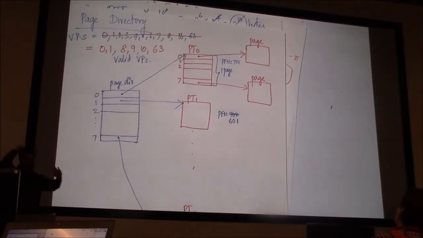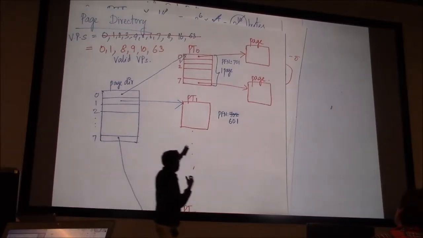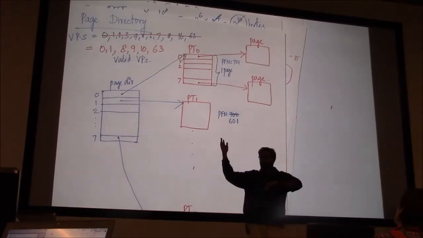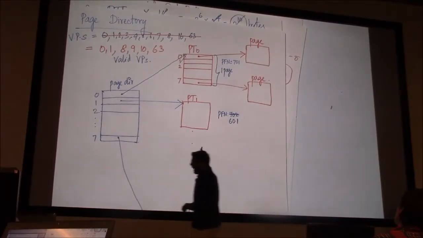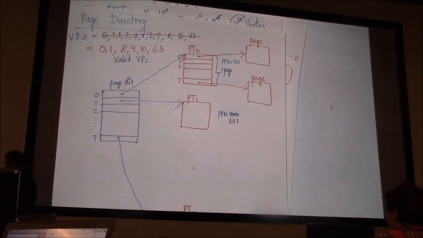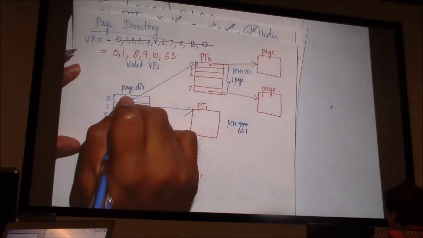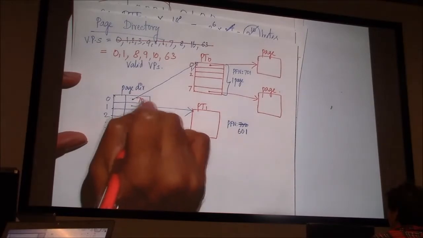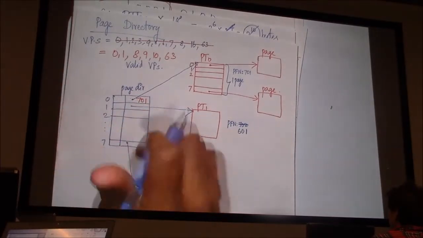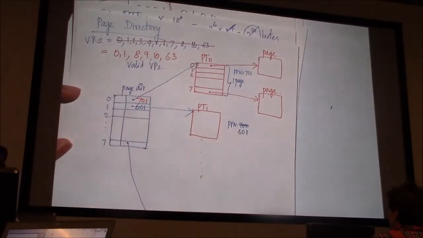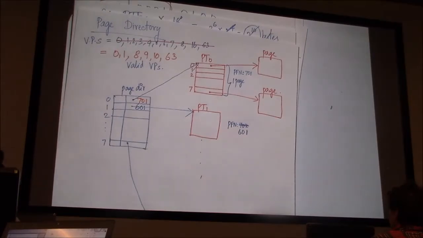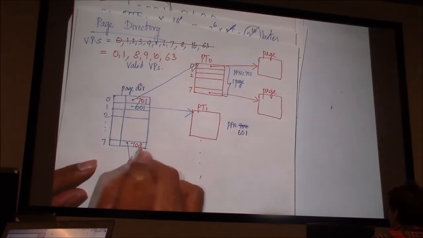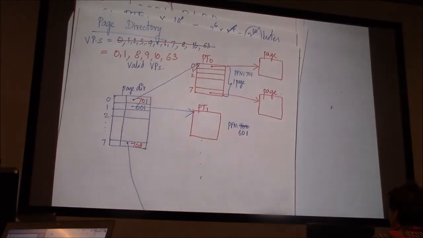So the actual page tables, parts of the page tables, are stored scattered in the physical memory. It is possible to have them scattered because we are going to store the information of where they are stored here. So here we will have 701, here we will have 601. Does it make sense? And here for the last one, we are going to have the frame number to be 708. This is how it's going to be.